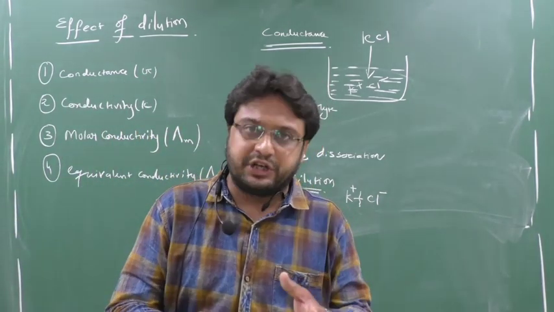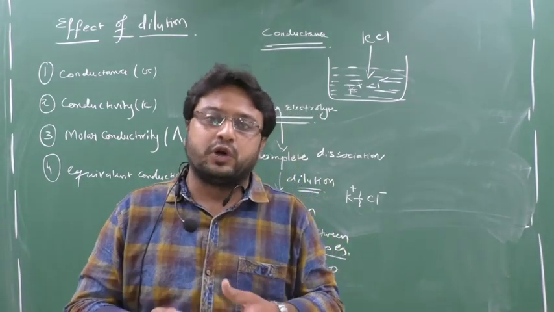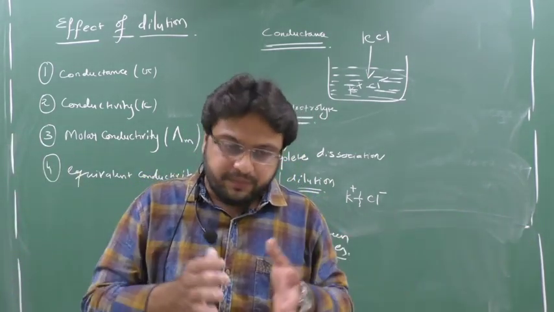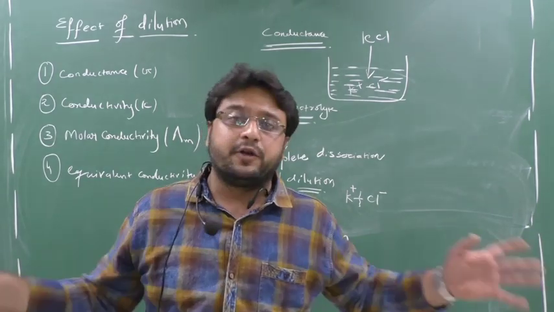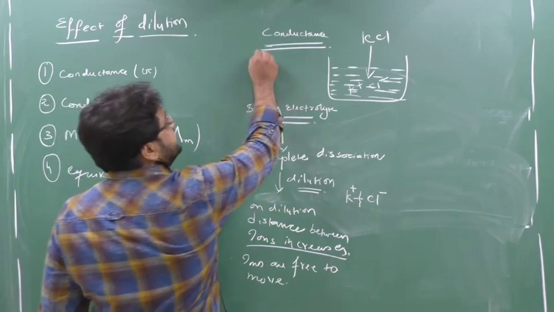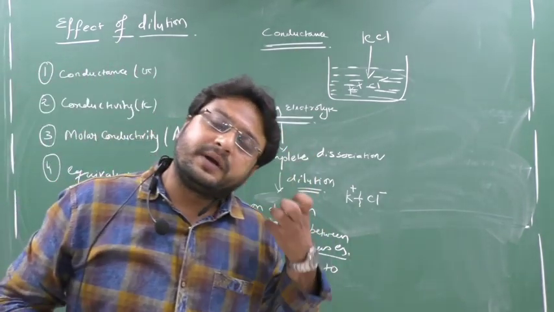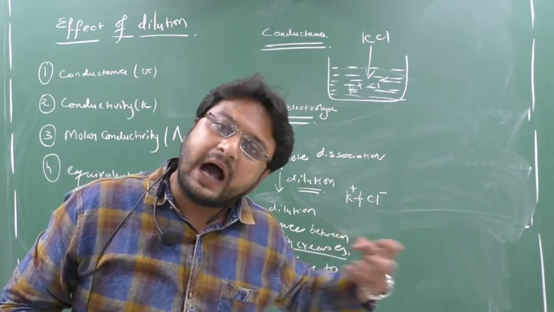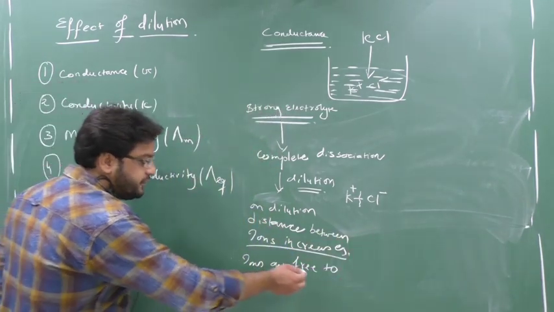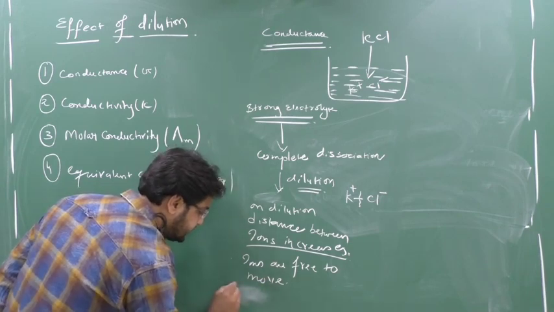Now there is no attraction between them, so the attraction is slowly getting broken. When the attraction is broken, the ions split from each other, and when they split from each other, they are free to move. And when they are free to move, what does conductance mean? Conductance is a property of the movement of ions. When ions are free to move, movement increases, and when movement increases, conductance increases.